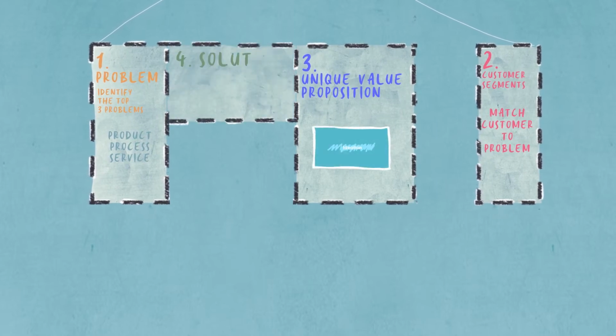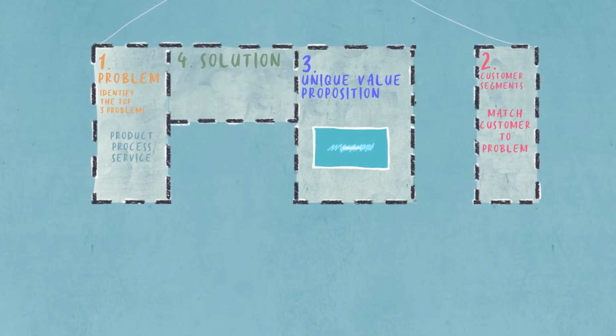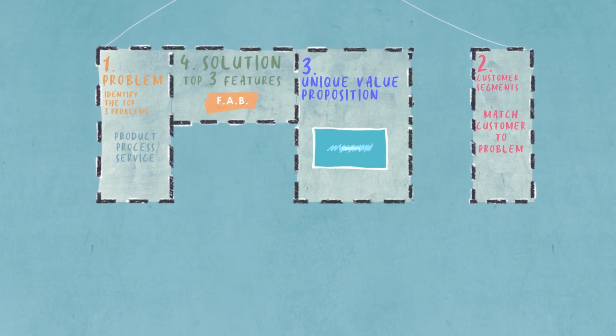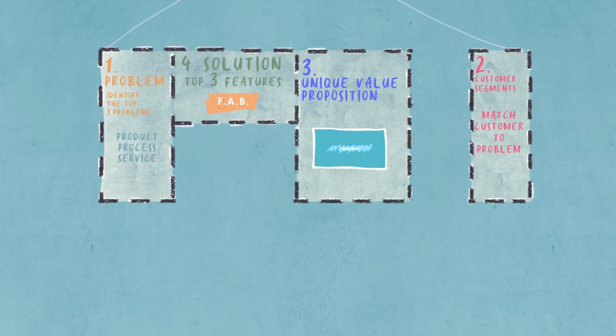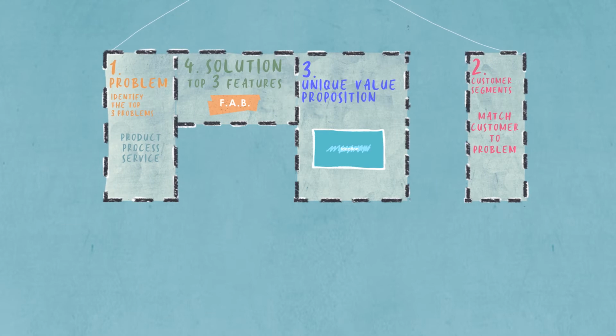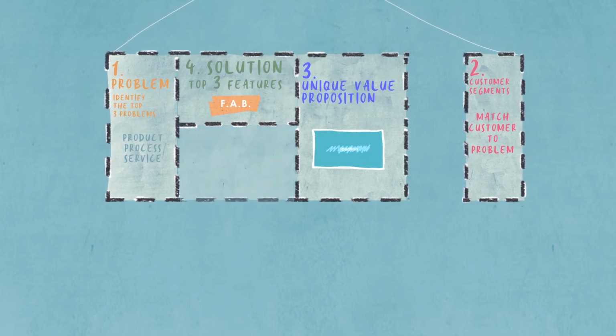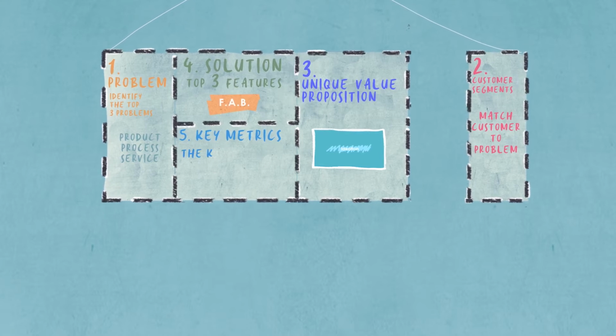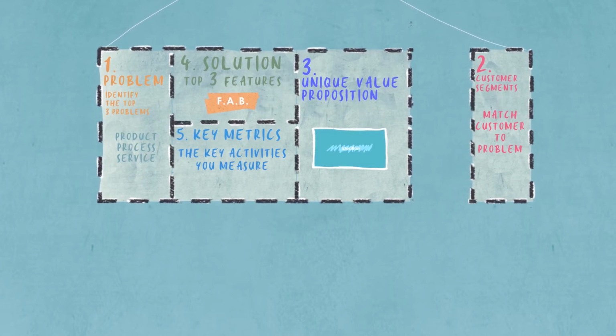Next, you fill in the solution. Start with those top 3 features. Remember the FAB from market validation? Our features, attributes and benefits? You can use that model here. In Box 5, the key metrics. Think about the key activities that you need to measure and what those measurements might be.